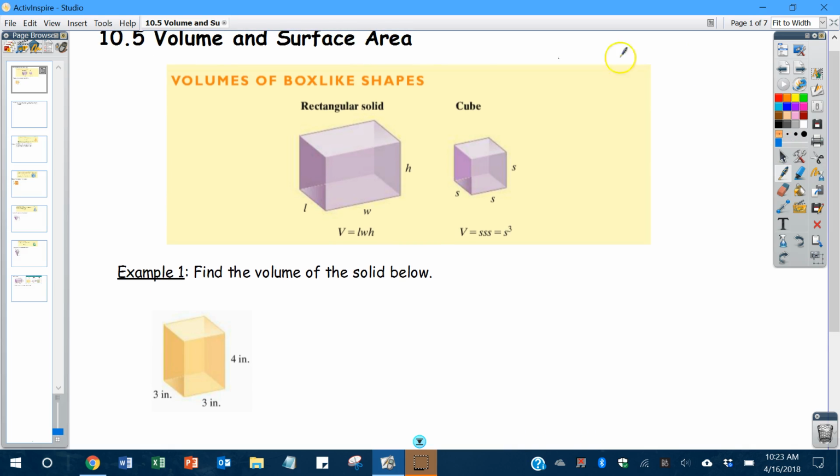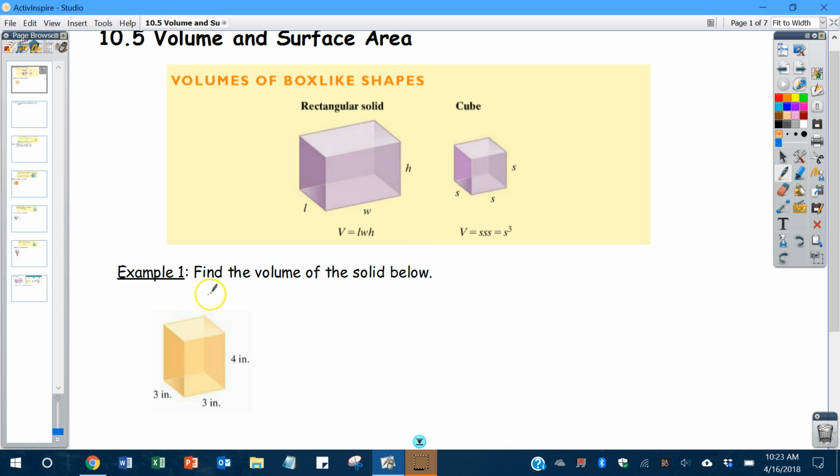For volume, we'll start with box-like shapes: rectangular prisms and cubes. The volume formula is rather straightforward. It's length times width times height. If you have three dimensions, there's a dimension of length, a dimension of width, and a dimension of height. You have those three things with a box-like shape, and then you have your volume. With a cube, it's simpler because a perfect cube has the same length, width, and height, so we can call that s cubed. But they're essentially the same formula.